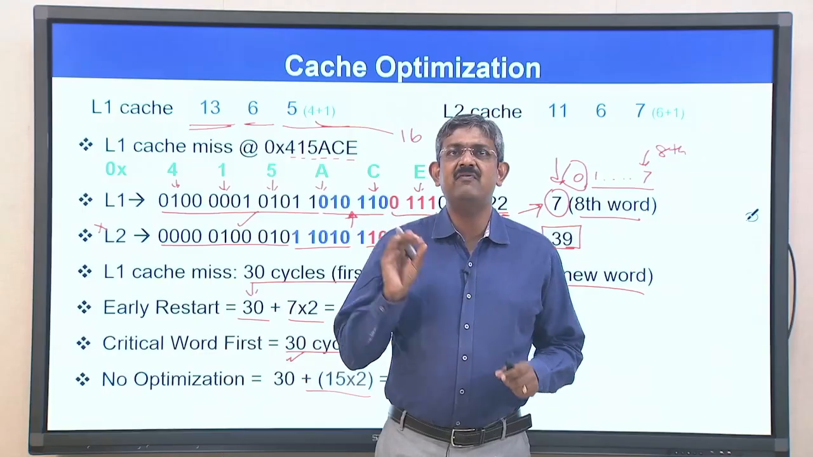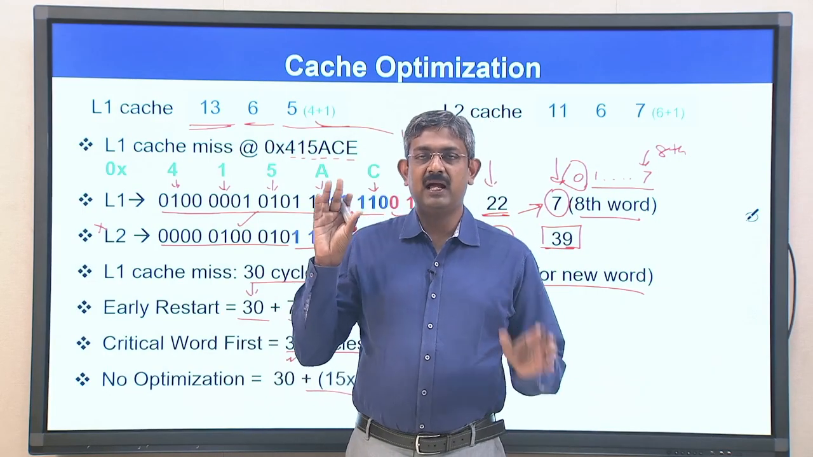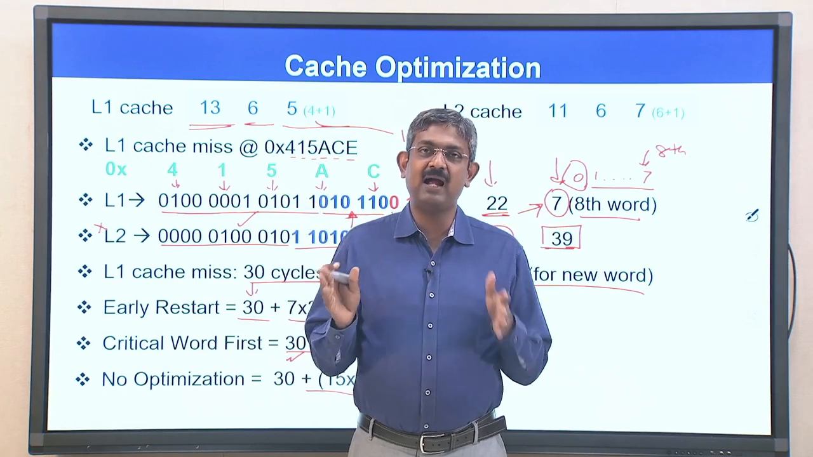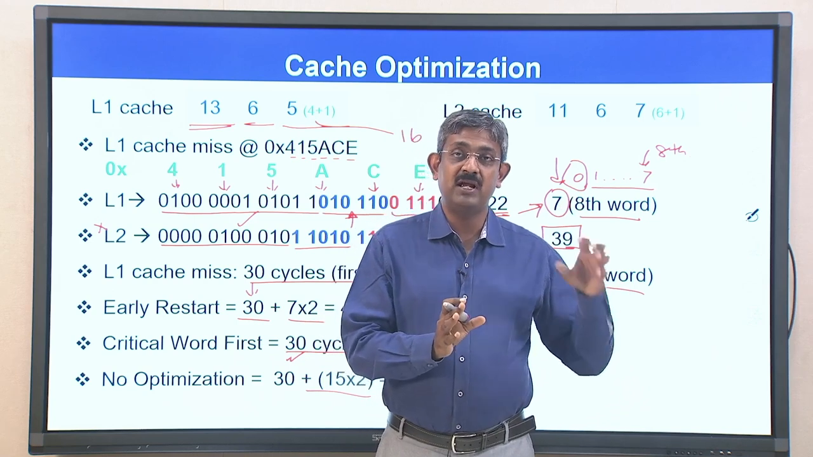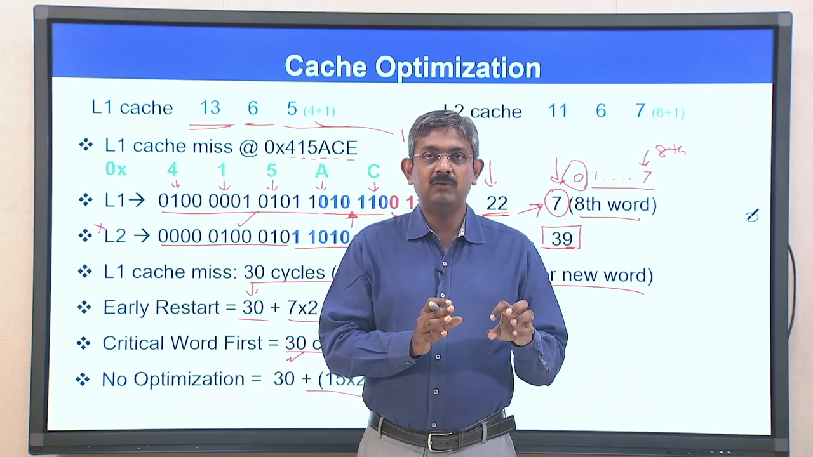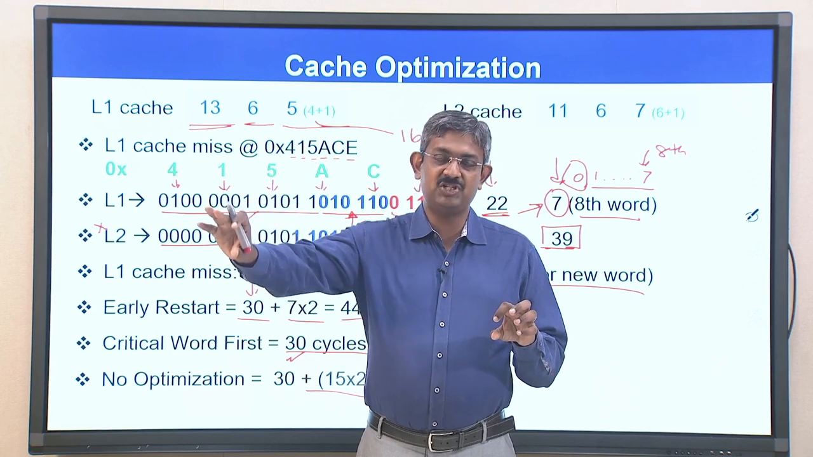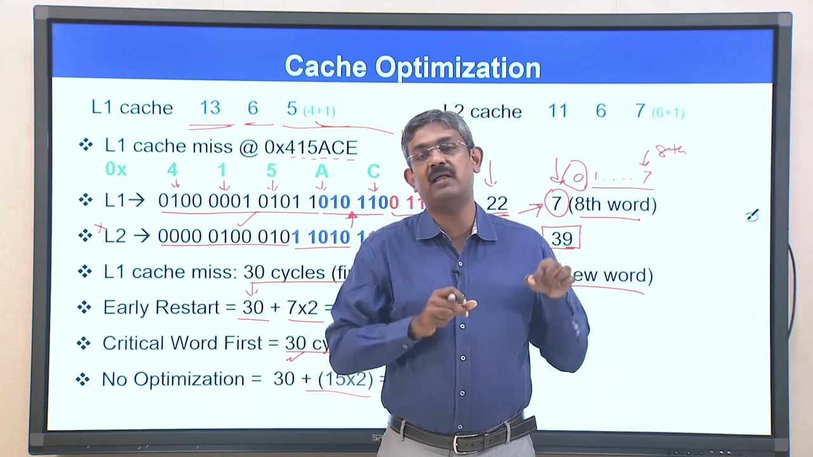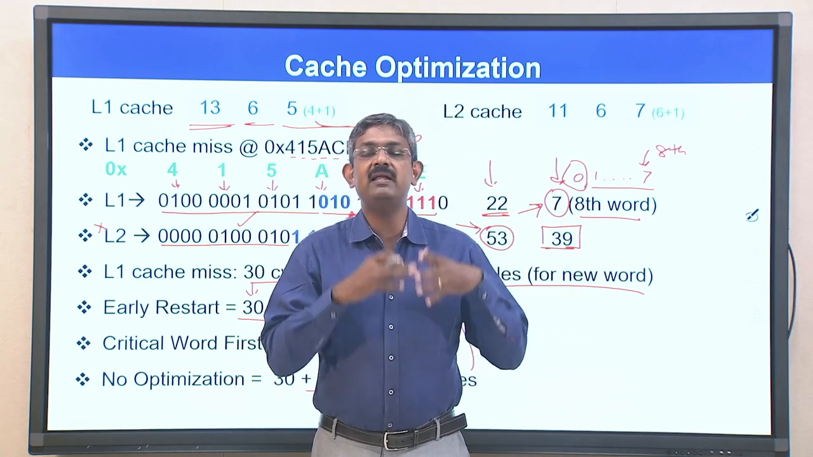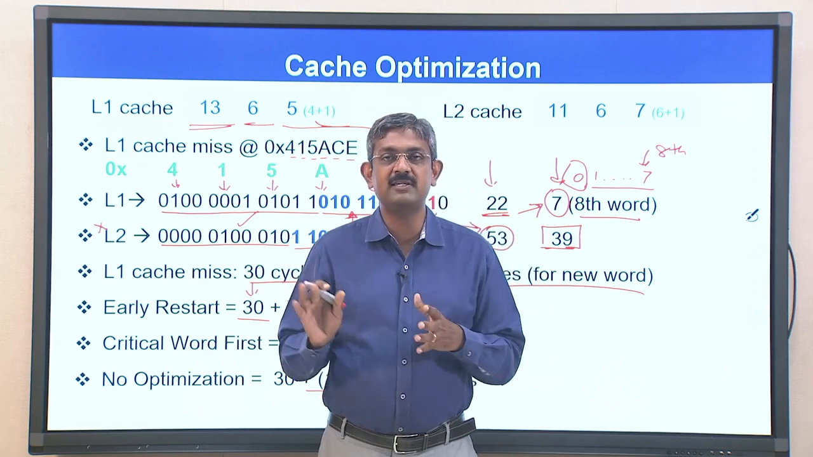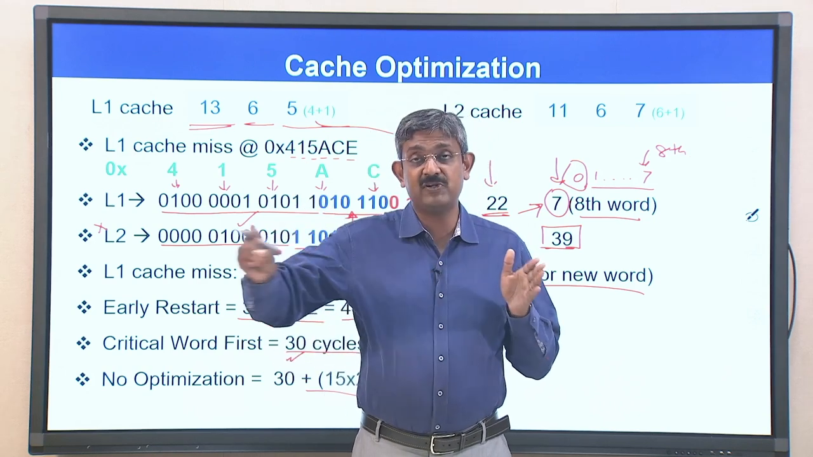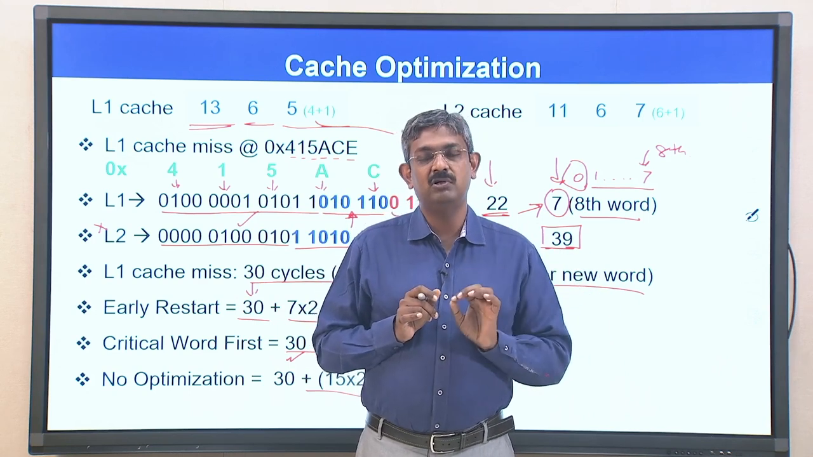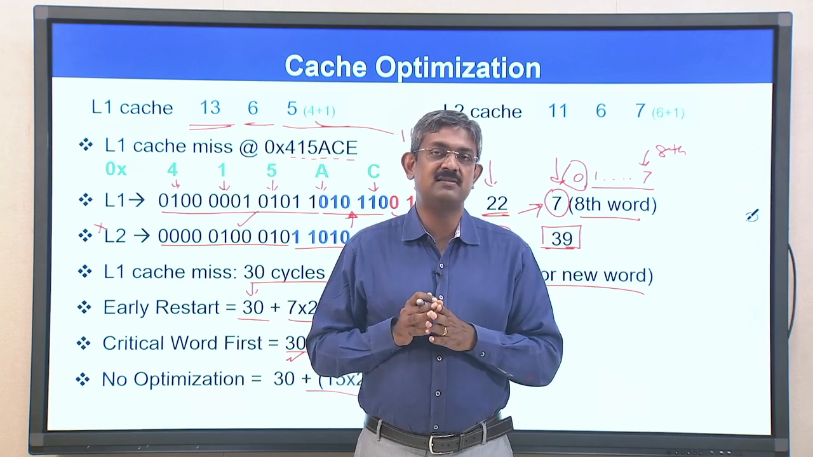So, let us try to summarize what we did here. We have initially a case where an L1 cache miss address is given. You have to split the address into tag, index and offset. Look at the offset portion and extract the word number. Now, the first word will take some initial overhead. Thereafter, you find out how many more words are there to reach the particular word we are referring to. So, that many extra clock cycles are required. In this case, 30 was the overhead for the very first word that was moved. And thereafter, I need to bring 7 more words. So, 7 into 2, that is 14 more additional clock cycles required.